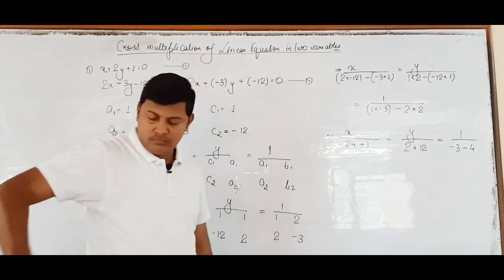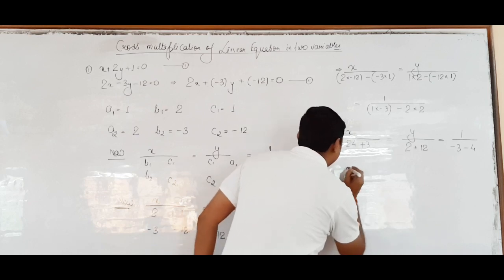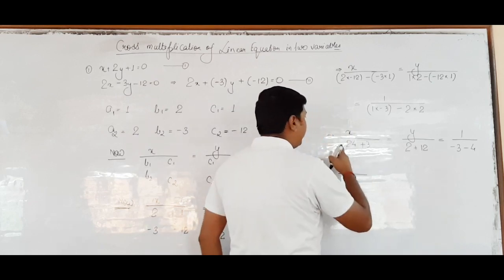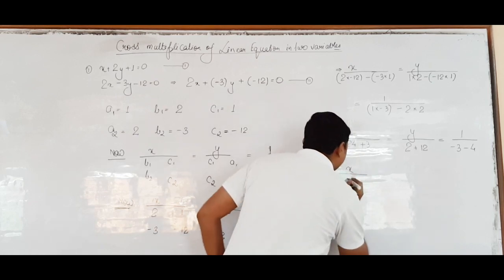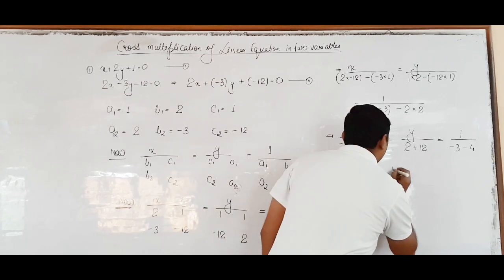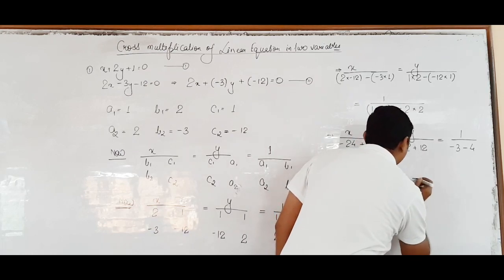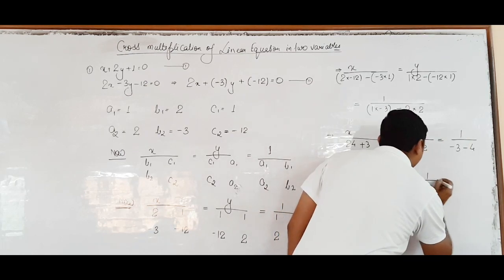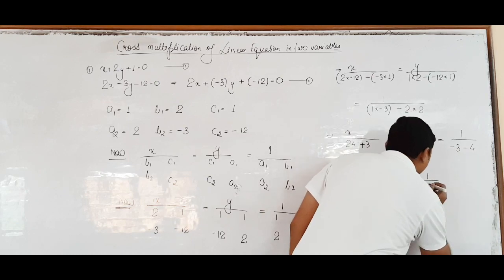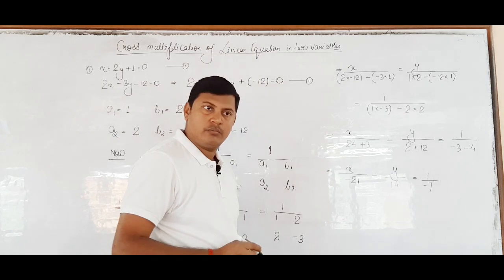Now, so minus 24 plus 3 is minus 21. It's 2 plus 12, 14. It's 1 by minus 3 minus 4, minus 7. That's right.